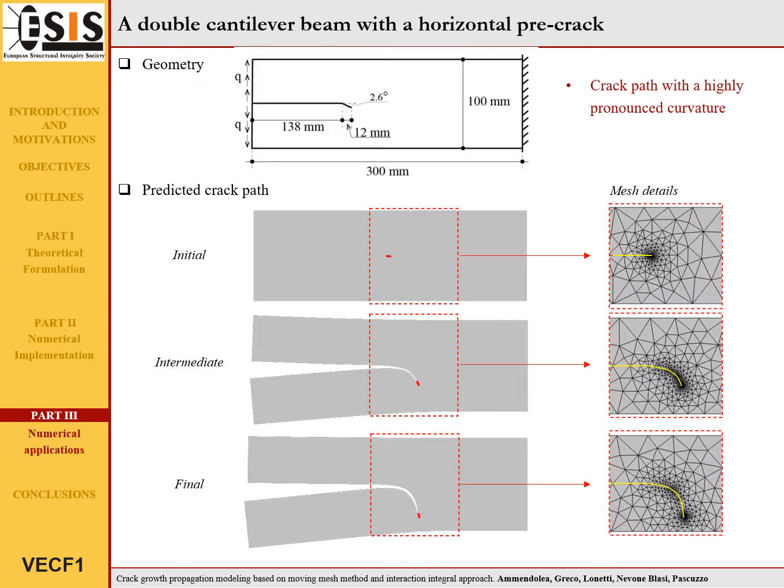In this part of the presentation, the results relative to the application of the proposed model to the analysis of crack propagation in damaged structures are presented. The first case consists of a double cantilever beam with a horizontal pre-crack at middle height, subjected to two distributed and opposite loads at the left extremity. Note that the right extremity of the pre-crack is slightly bent downwards. This condition will force the crack to grow toward the bottom portion of the beam. The obtained results confirm such a crack path.